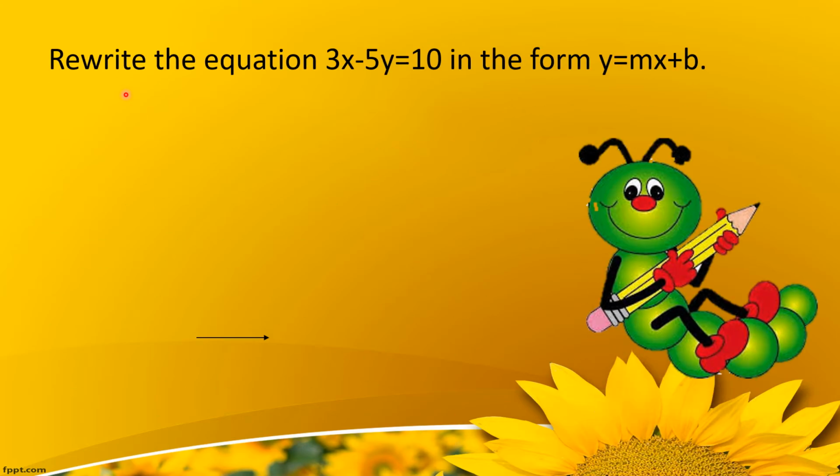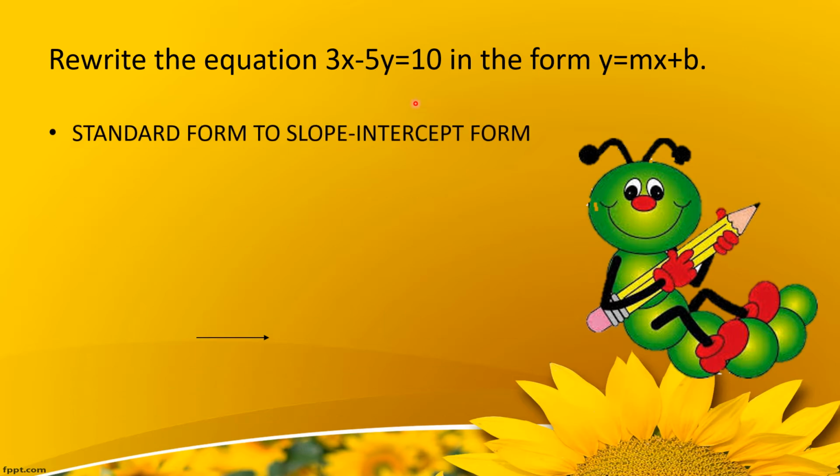We write the equation 3x minus 5y equals 10 in the form y equals mx plus b. By inspection, ang atong equation is in the standard form. So, ato siyang i-rewrite. Meaning, ato siyang usbon o sulat nga mahimo siyang form nga y equals mx plus b, our slope-intercept form. So, unsa may una natong buhaton? So, dili kalimtan, standard form to slope-intercept form.